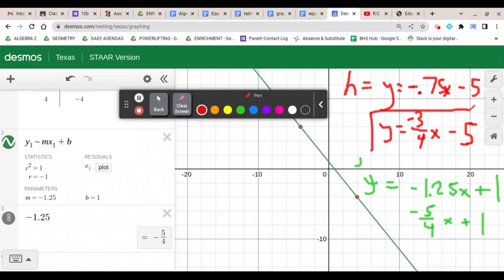But here's our two equations. It's negative 3/4 x minus 5 for H, and then J is negative 5/4 x plus 1. So below, can you add the one that he accidentally cut off? Make sure you write that down, because it should have been there. My screenshot must have cut it off.